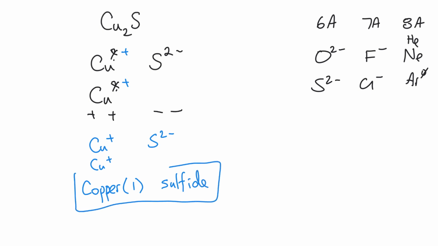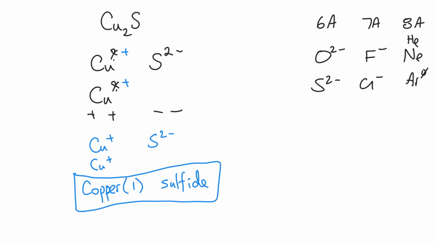Now, some people would want to write copper 2 sulfide, and there is a compound called copper 2 sulfide, but it isn't this one. So the 1 is the charge on each individual copper. Although there are 2 charges in total, and although there are 2 coppers in total, the number there refers to the charge on each individual copper ion.